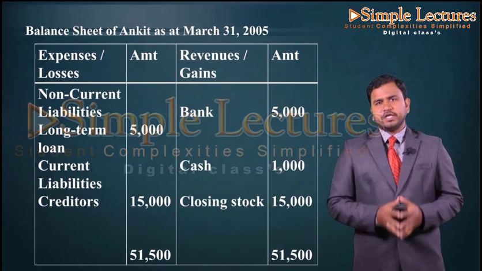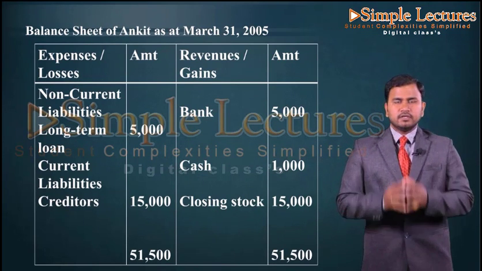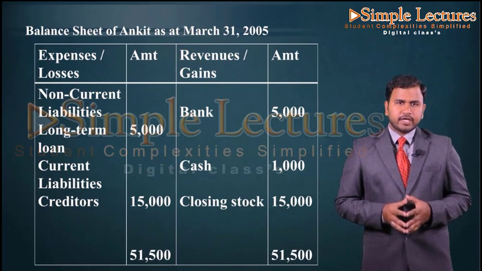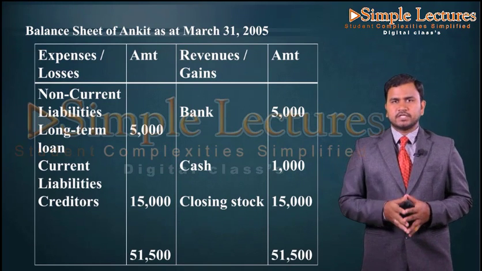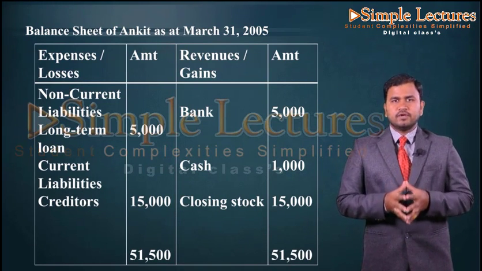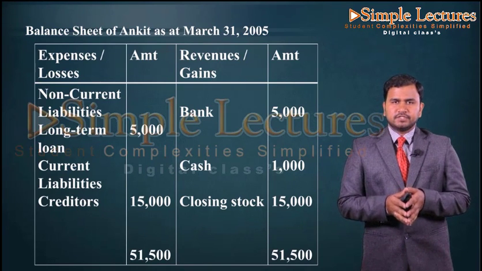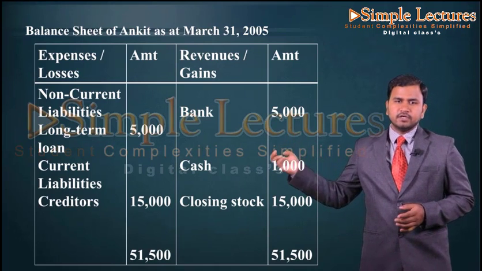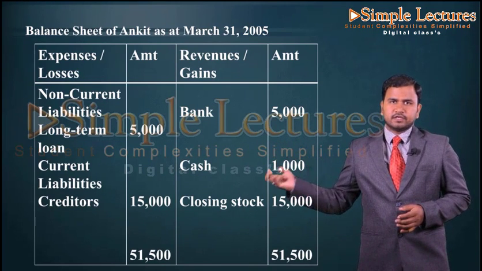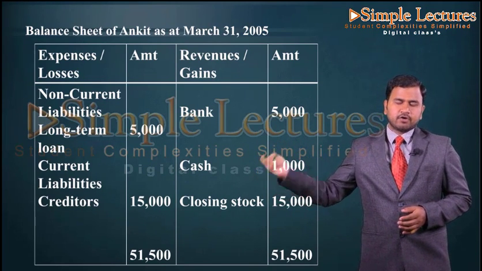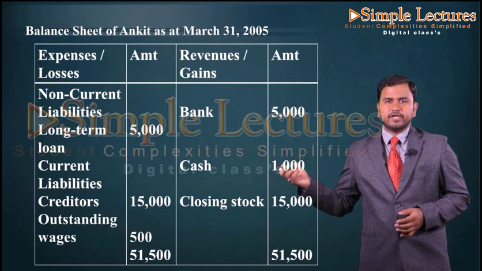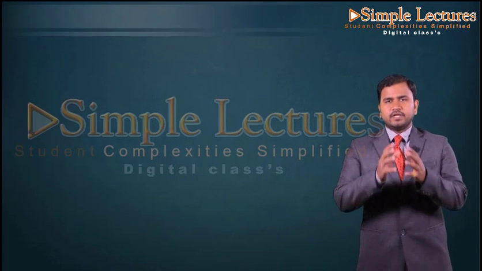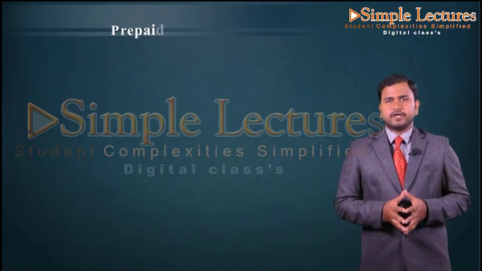Now the outstanding wages which we have shown in the trading and profit and loss account, the wages we have recorded there, the same have to be considered in the liability, because that is outstanding, which is our liability to pay. So the same will exist on the liability side, wages 500, or you can even record it as outstanding wages, which is 500.